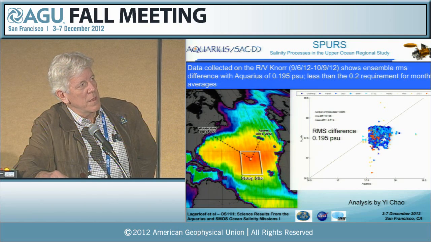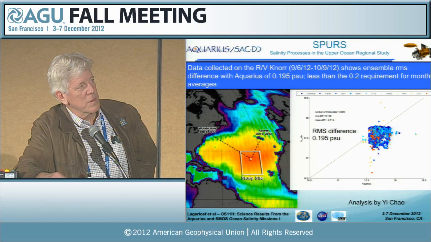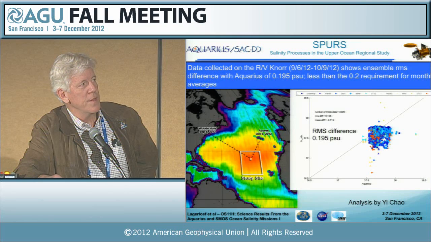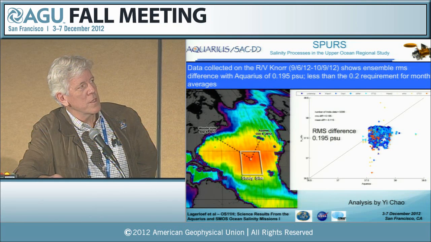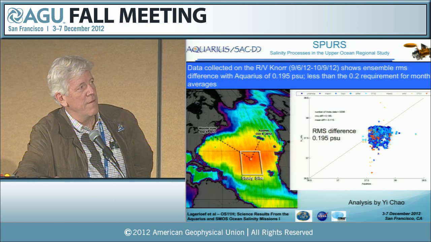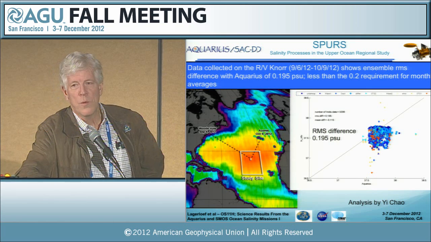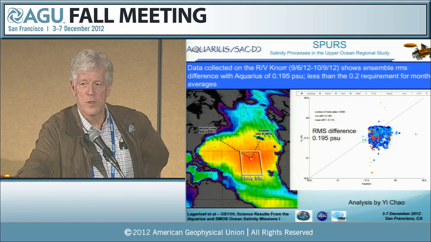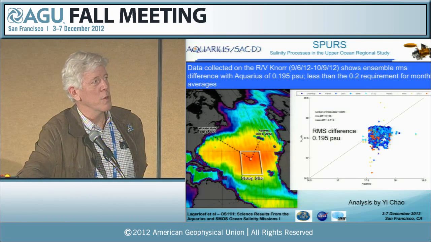Most of the data fall within this little square on the distribution curve here. But if you look at the RMS difference between Aquarius and the in situ data averaged over this month, over this whole area that we were collecting data during SPURS, we're at 0.195 PSU, which is just under the 0.2 accuracy requirement that we have.